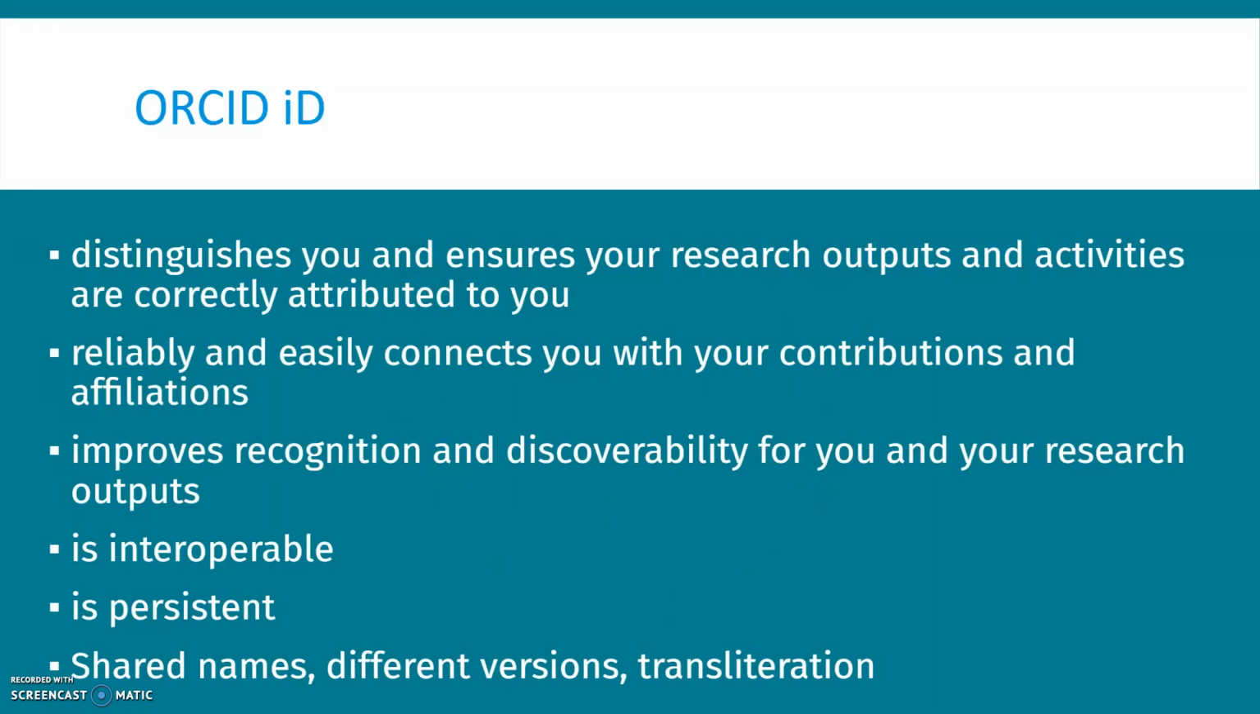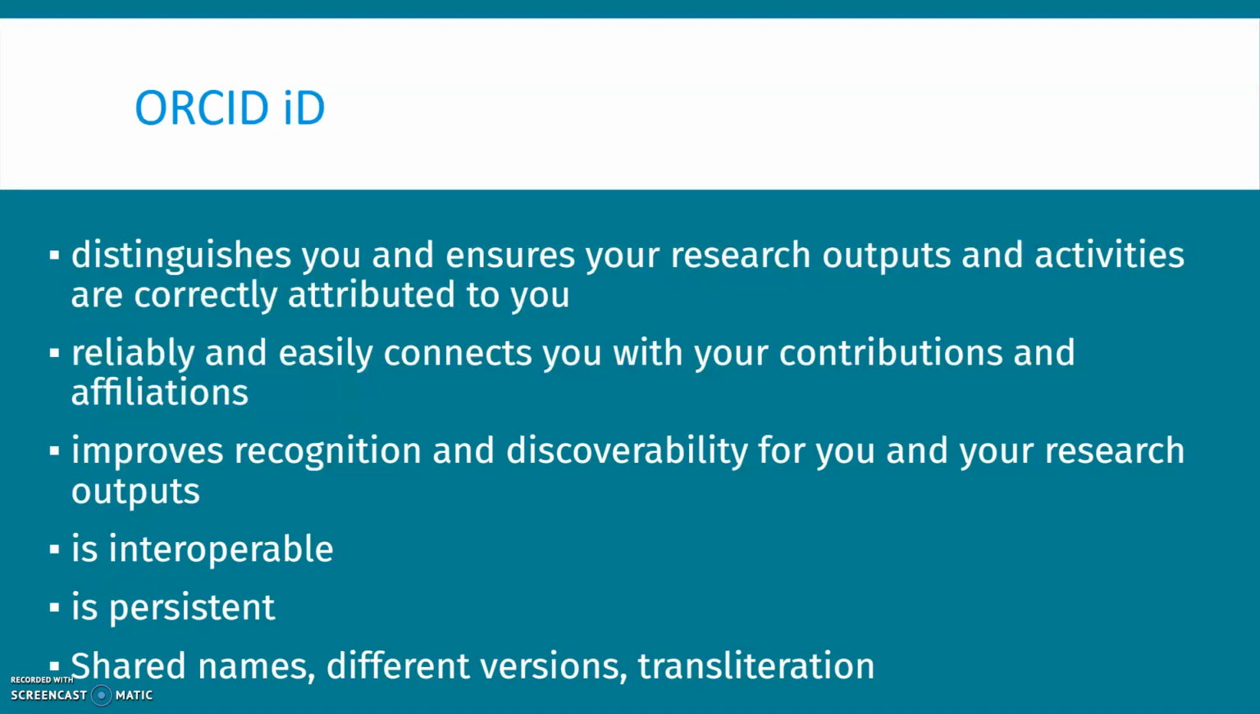An ORCID iD, again, will distinguish you and ensure your research outputs and activities are correctly attributed to you. If you have a common name, this is one way to make sure that you are uniquely identifiable. It reliably and easily connects you with your contributions and affiliations. This also improves recognition and discoverability for you and your research outputs.